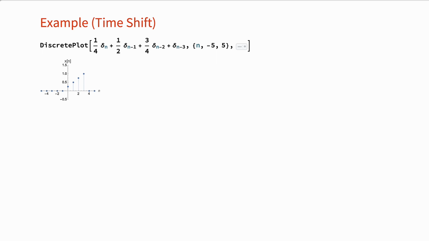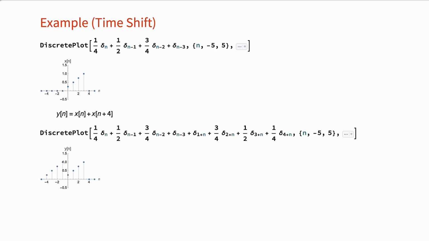Given the sequence x of n shown here, let's find the discrete-time Fourier transform of the sequence y of n in terms of the discrete-time Fourier transform of x of n. Now, the Fourier transform of the sum will be the sum of the Fourier transform of the two terms in the summation because of the linearity property. And the Fourier transform of the shifted x of n is the Fourier transform of x of n multiplied by the exponential term e to the power j 4 omega, as shown here.